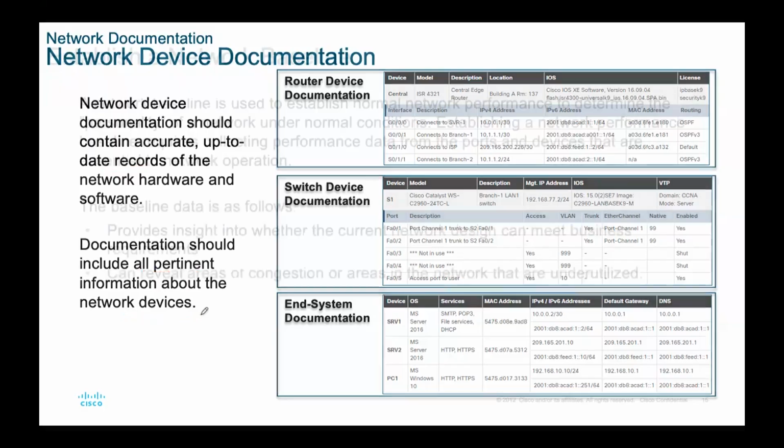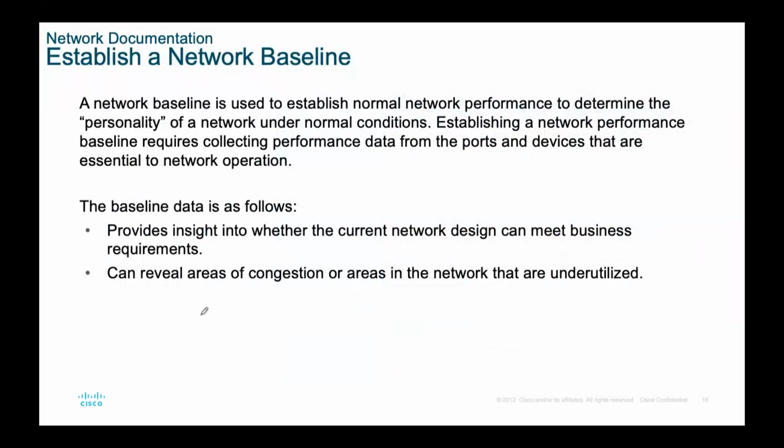All right. So, establish a network baseline. A network baseline is used to establish normal network performance, to determine the personality of a network under normal conditions. Establishing a network performance baseline requires collecting performance data from the ports and devices that are essential to network operation. The baseline data provides insight into whether the current network design can meet business requirements. Second, it can reveal areas of congestion or areas in the network that are underutilized.